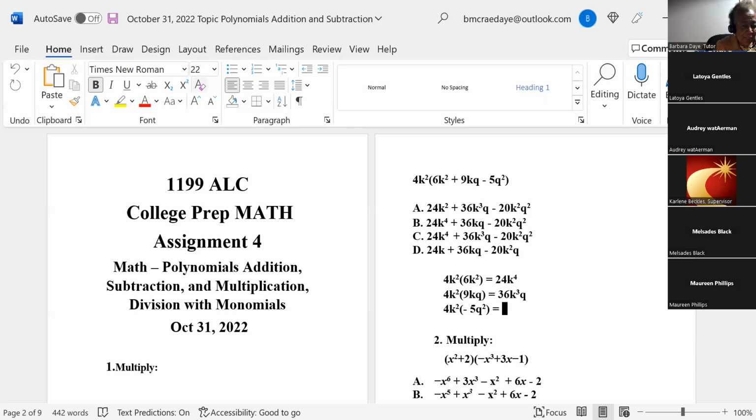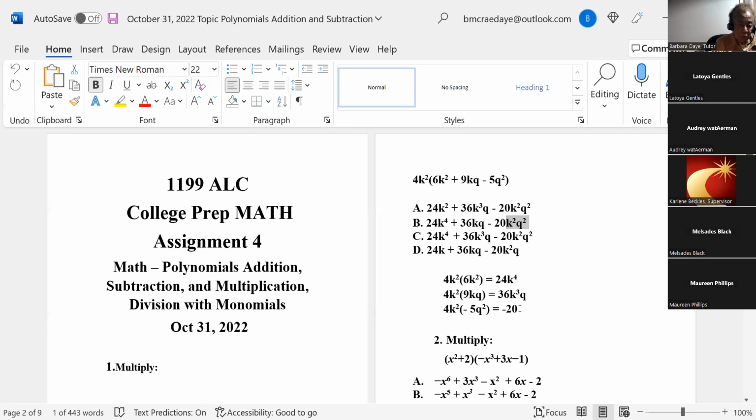So what would be the answer here, Mercedes? 4 times a minus 5 is what? 20. Plus or minus? Minus. That's right. Very good. Minus 20. And then you have k to the second, q to the second. So let's just copy this.